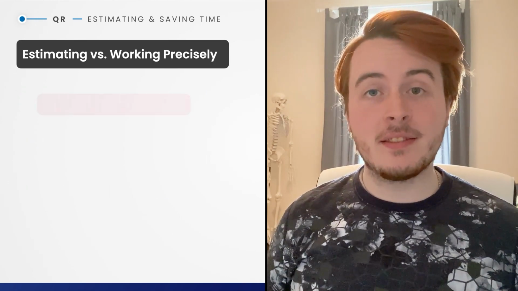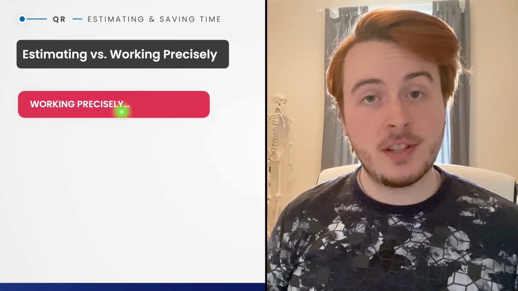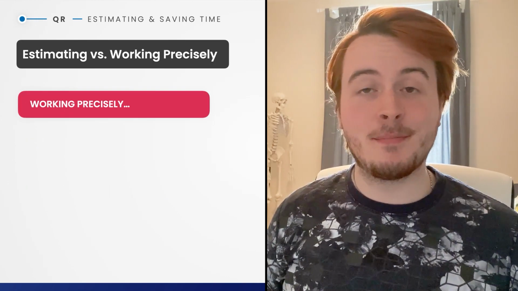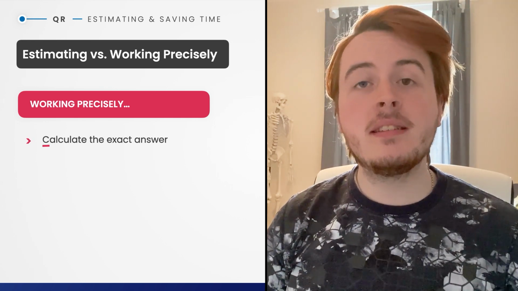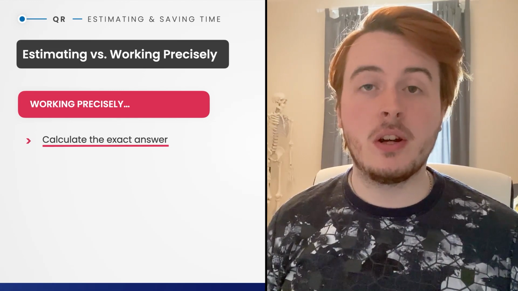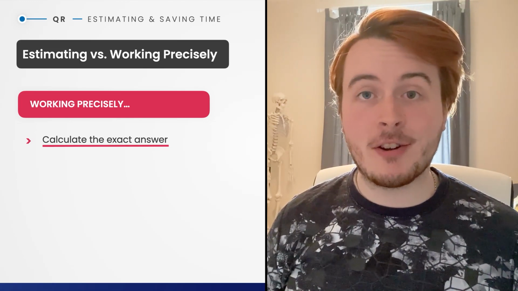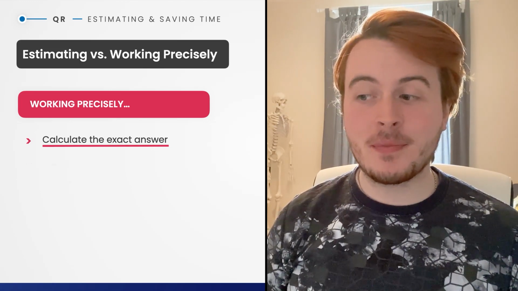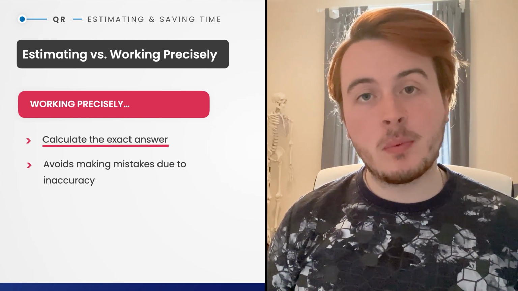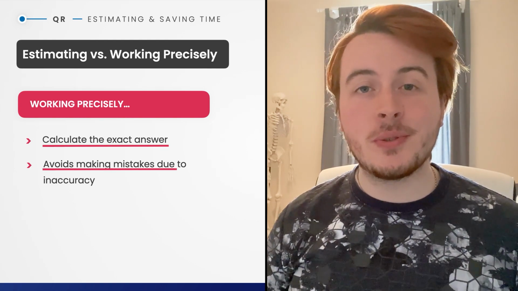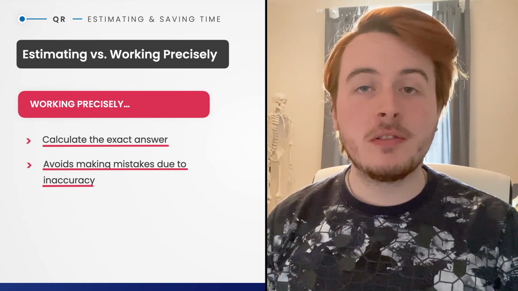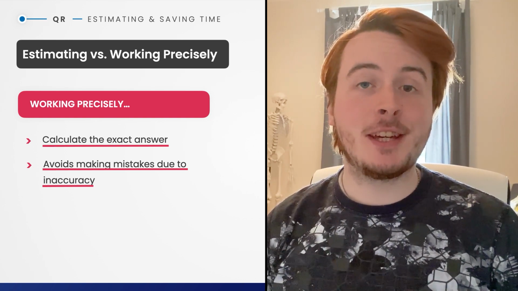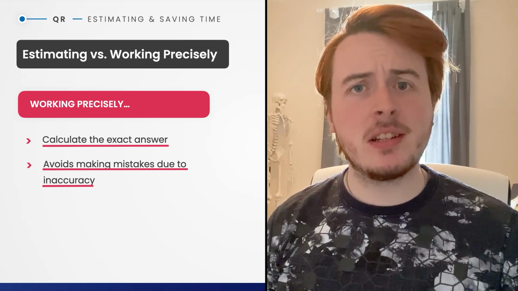Of course, on the other hand, we have precision, which equally has benefits. So when we do work precisely, our main benefit is the ability for us to get that exact answer. We will not have any error in our answer. It will be precise. And that can really help when we're worried about making mistakes due to inaccuracy. So whenever we think that making a small rounding error may actually affect our answer, precision clearly has the benefit here.